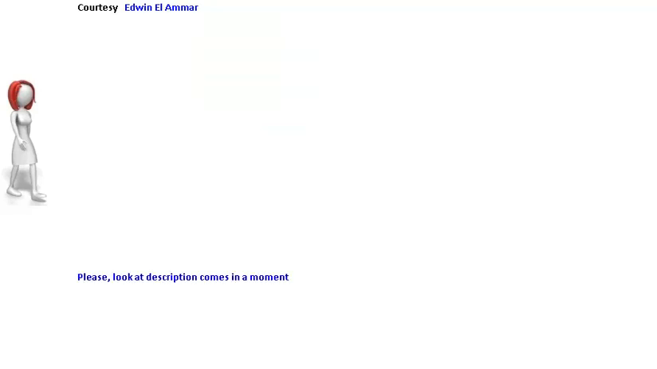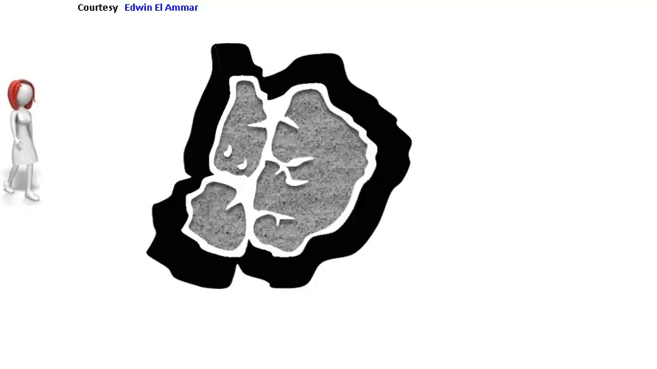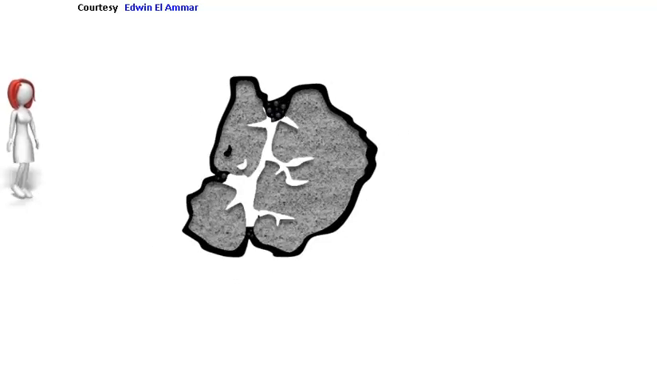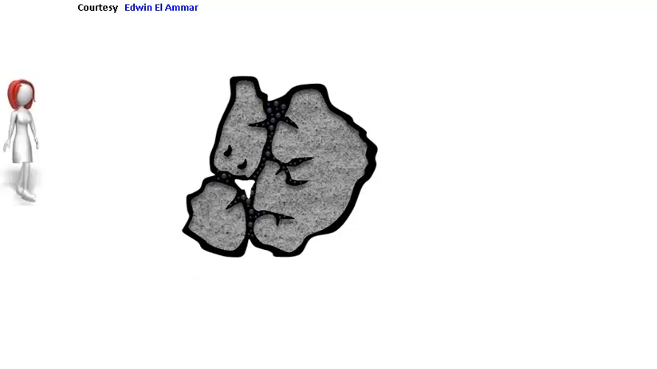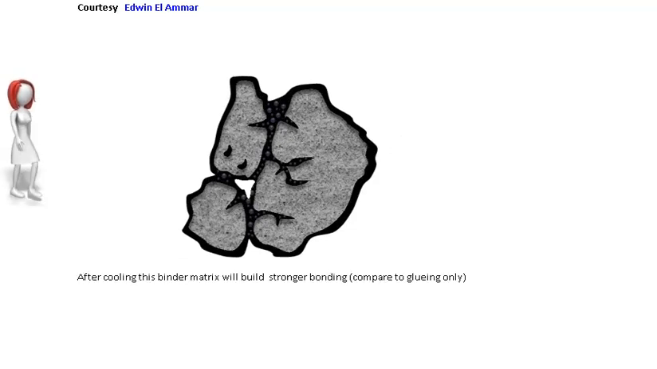Please look at the description that comes in a moment. Inside the mixer, forces coerce the binder matrix to enter the coke grains. After cooling, this binder matrix will build stronger bonding compared to gluing only.